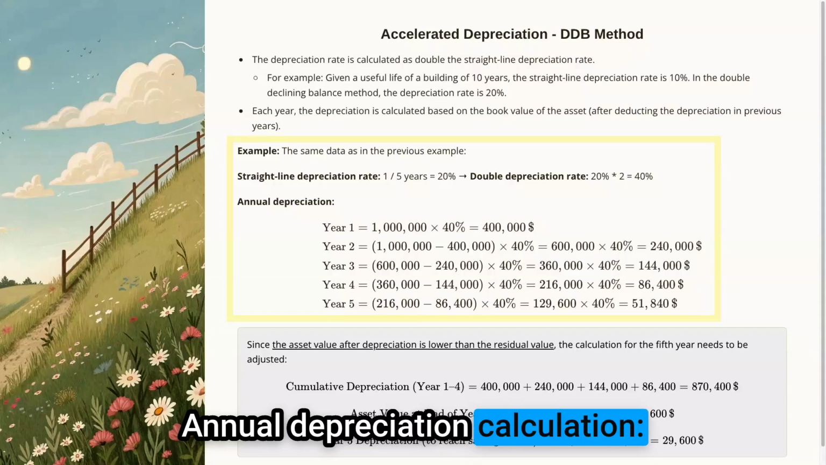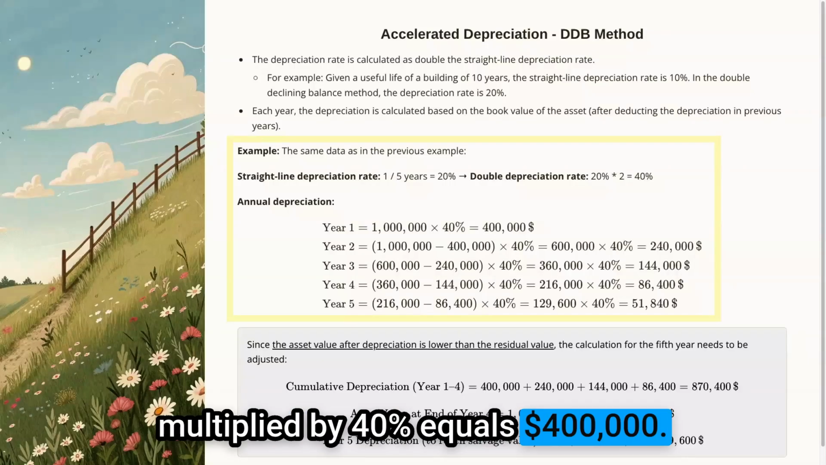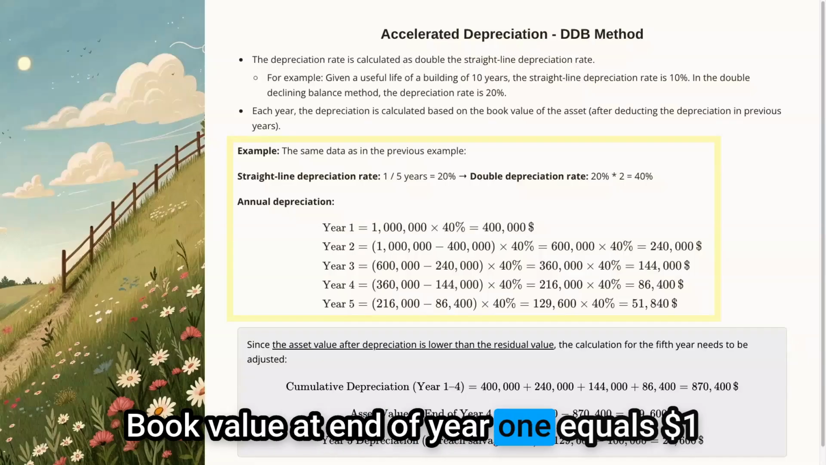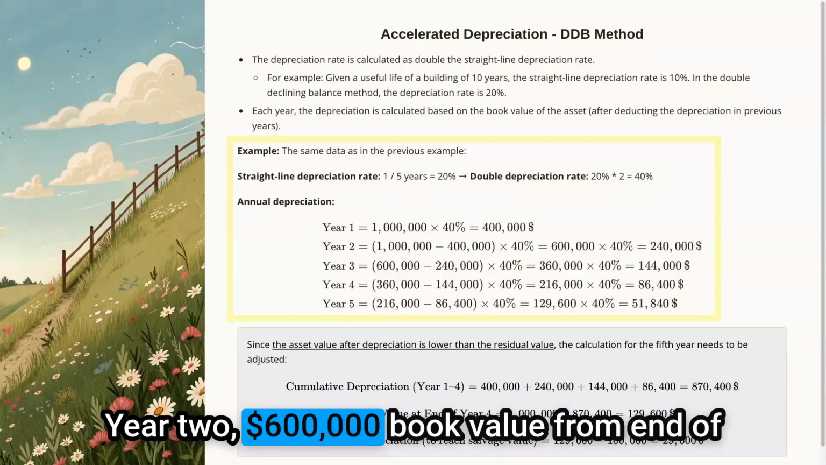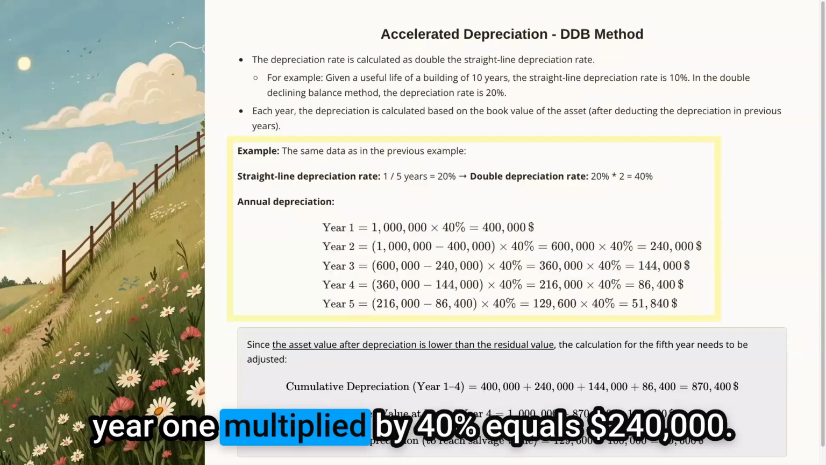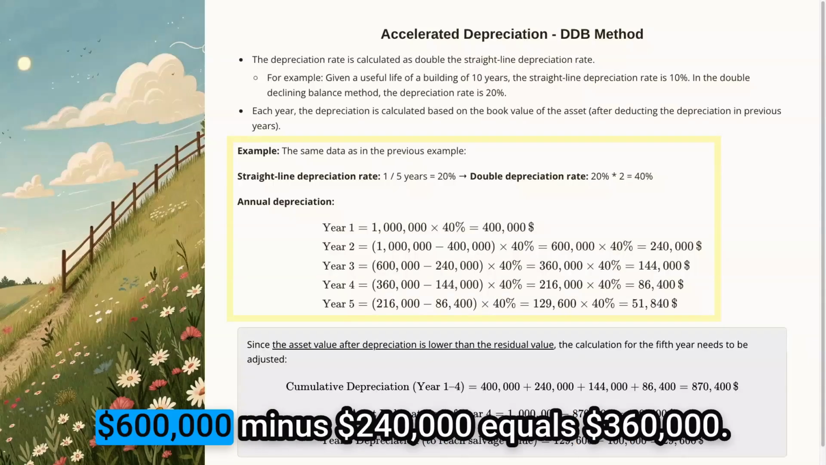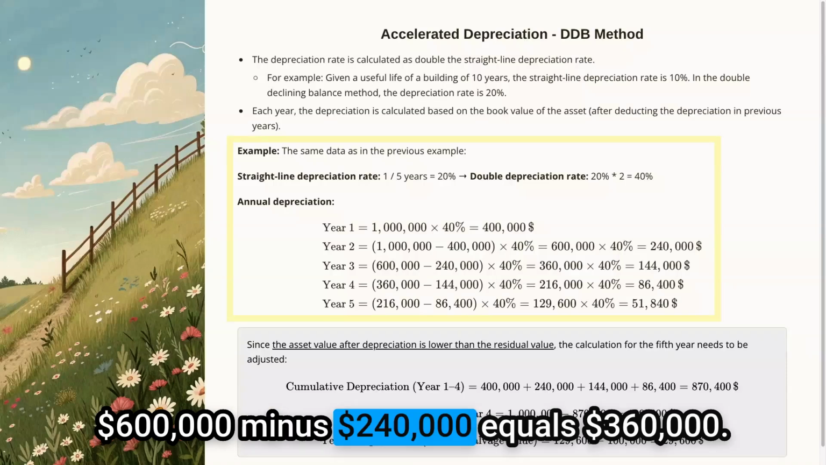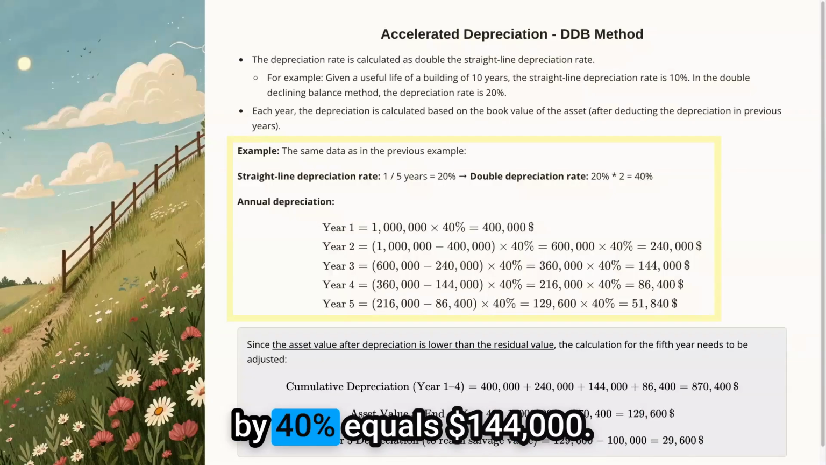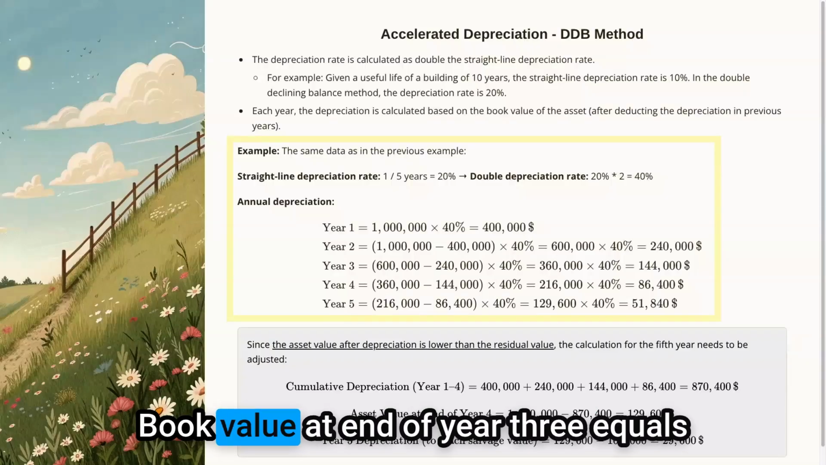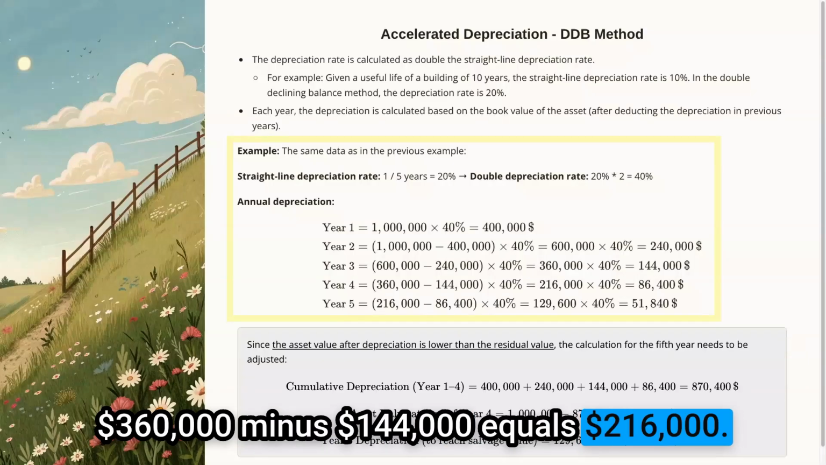Annual depreciation calculation. Year 1, $1 million initial book value multiplied by 40% equals $400,000. Book value at end of year 1 equals $1 million minus $400,000 equals $600,000. Year 2, $600,000, book value from end of year 1, multiplied by 40% equals $240,000. Book value at end of year 2 equals $600,000 minus $240,000 equals $360,000. Year 3, $360,000 multiplied by 40% equals $144,000. Book value at end of year 3 equals $360,000 minus $144,000 equals $216,000.